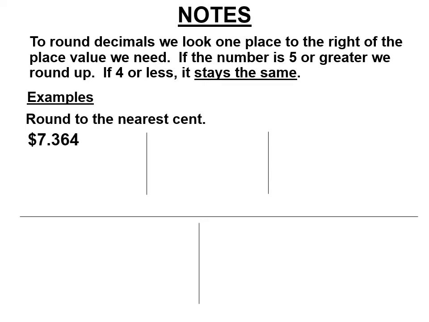To round decimals, we look one place to the right of the place value we need. If the number is 5 or greater, we round up. If 4 or less, it stays the same. So round that to the nearest cent. Here are the cents, 36 cents. So you look at the one next to it. That's a 4. And so this rounds, I'm going to use an approximate symbol, to $7.36.